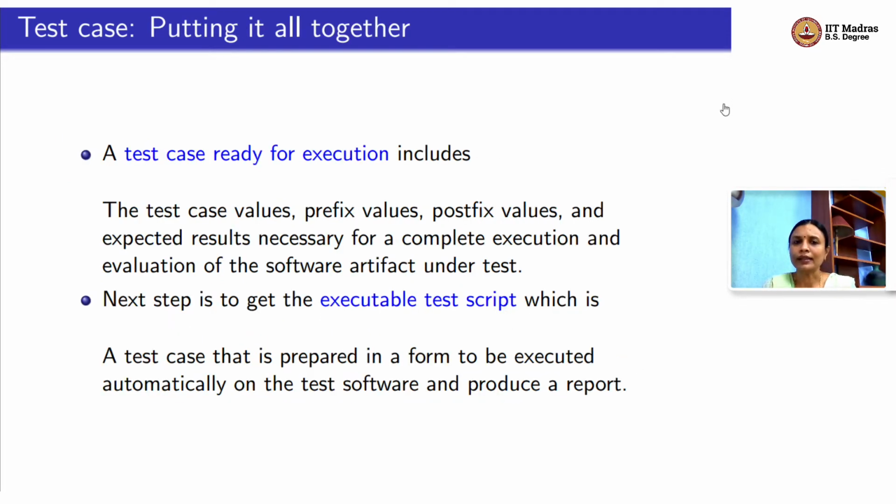A test case that is ready for execution, unlike a test case algorithmically, includes the following: the actual values of the test case, prefix values and postfix values as necessary, and expected results or outputs that are necessary to complete the execution and evaluation of your module under test. When I get an executable test script, the test case is prepared in a form that can be executed automatically on the software, and a report can be produced about the test case passing or failing.